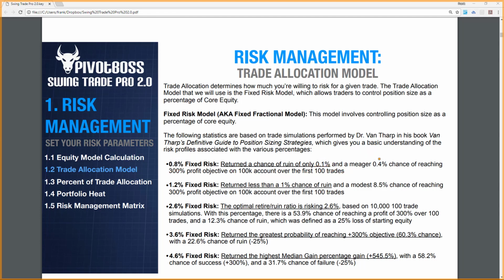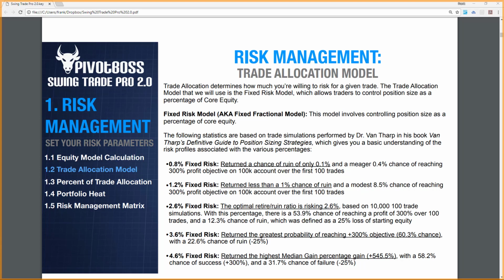However, there was also a 0.4% chance of reaching 300% profit objective. A 300% profit objective over the first 100 trades, basically. So again, if you don't risk much, you don't make much sometimes, right? But you're not going to break an account. That's very important. 1.2% fixed risk. Now on this one returned less than 1% chance of ruin. Again, 20% loss. But it returned an 8.5% chance of reaching 300% profit objective on the 100K account after the first 100 trades. Again, the same type of simulation. So better chances than here, and still a meager shot of ruining the account with 1.2%.